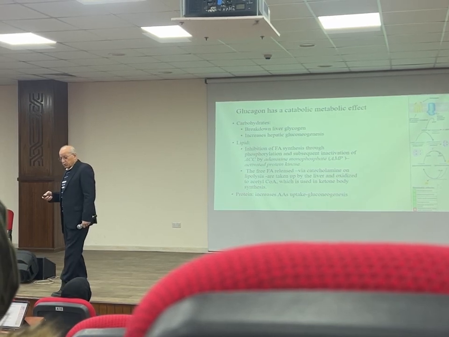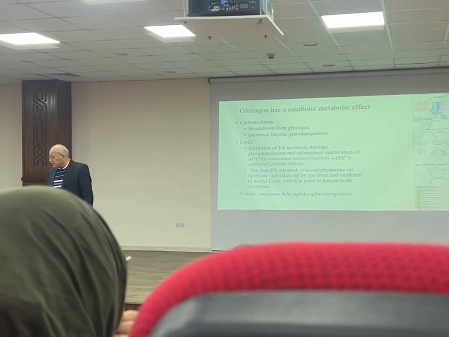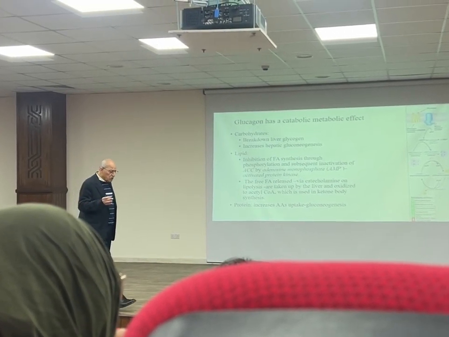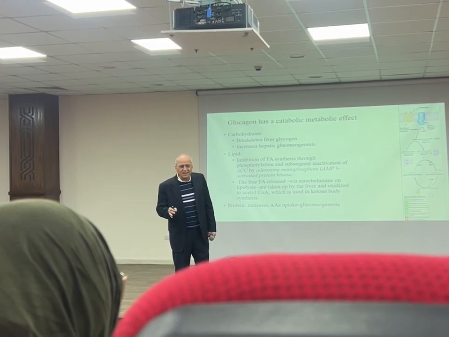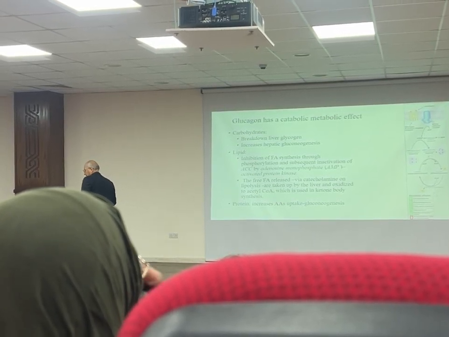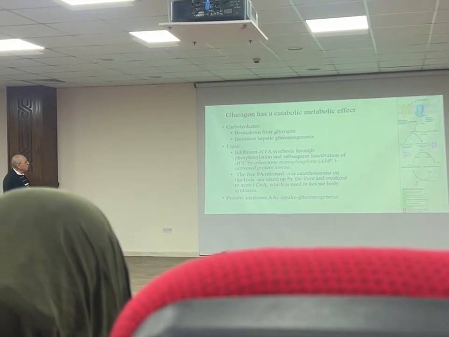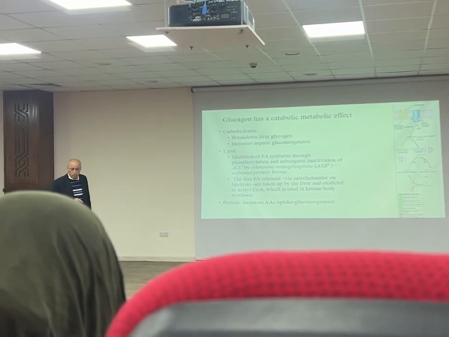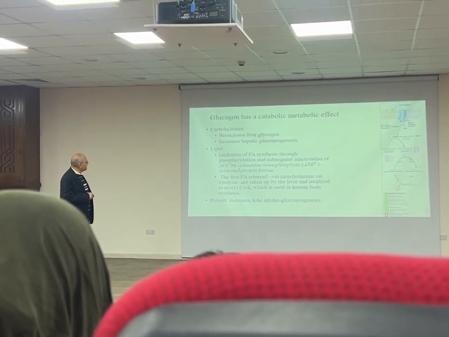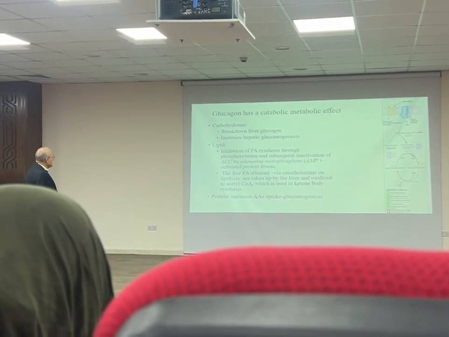What is glycogen phosphorylase responsible for? Breaking glycogen. When it is phosphorylated, it is activated. The opposite is the glycogen synthase enzyme. When it is phosphorylated, it is inactivated. Okay? And when it is dephosphorylated, it is active. So, as I mentioned, glucagon is a catabolic hormone that will break down carbohydrates, okay, and it will increase gluconeogenesis, supplying the body with glucose.